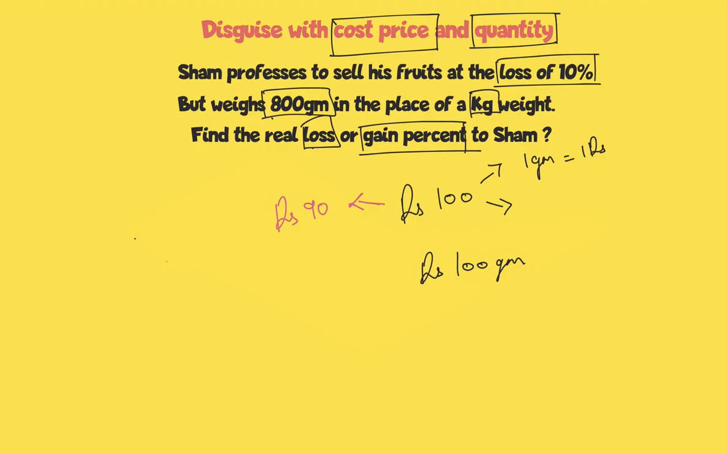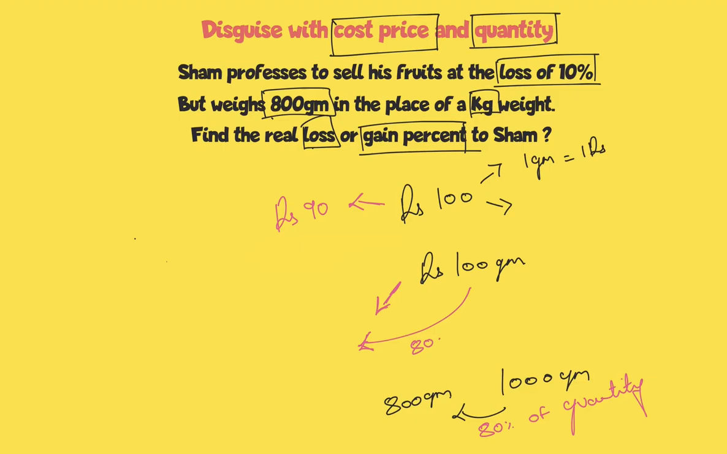But then he sells it at a loss of 10%, which means he's selling at rupees 90. So he bought it at 100, selling at 90, he's making a loss of rupees 10, right? Because he is giving 100 gram for rupees 90. He is not giving 100 gram for rupees 90. He is giving what? 80% of that. Because the question says for 1000 grams, he gives 800 grams, which means he gives 80% of the quantity only. So for every 1000 gram that he sells, he gives 80% of that, which is 800 gram, which means he will not give 100 gram. He will give 80% of 100 gram, which is nothing but 80 grams.